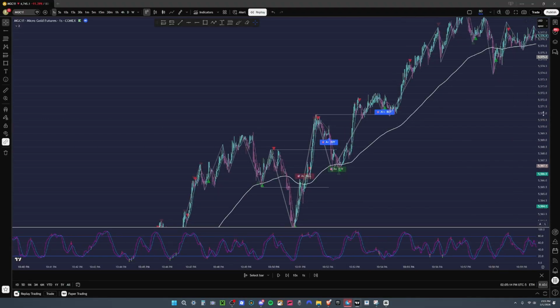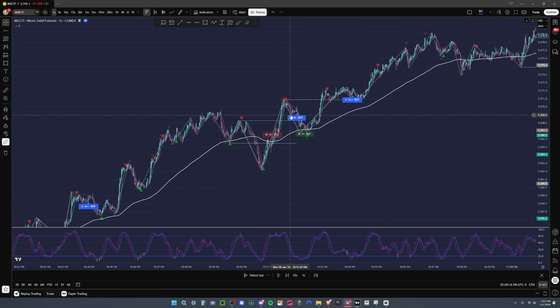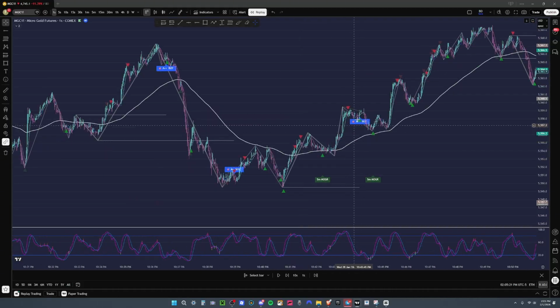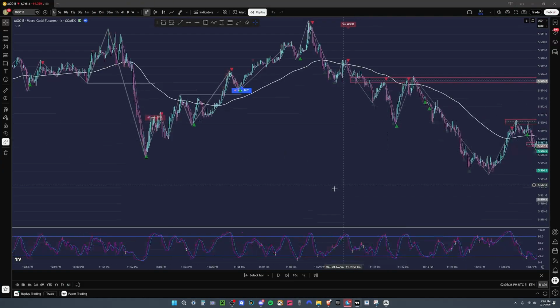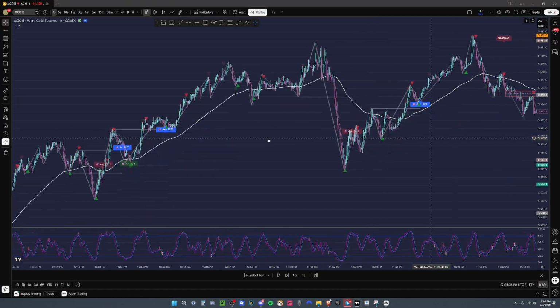So you can see that you have a trade that's here, you have a buy, and you have another buy. You don't want to take any of these. You want to take only the first pullback. If a trade is printed a normal alert, don't take it. So this is a blue alert, and this is a normal alert. You only want to take the blue ones.